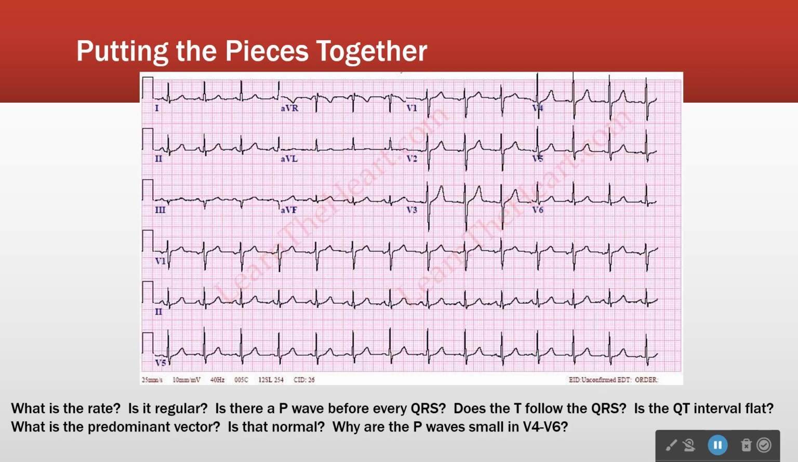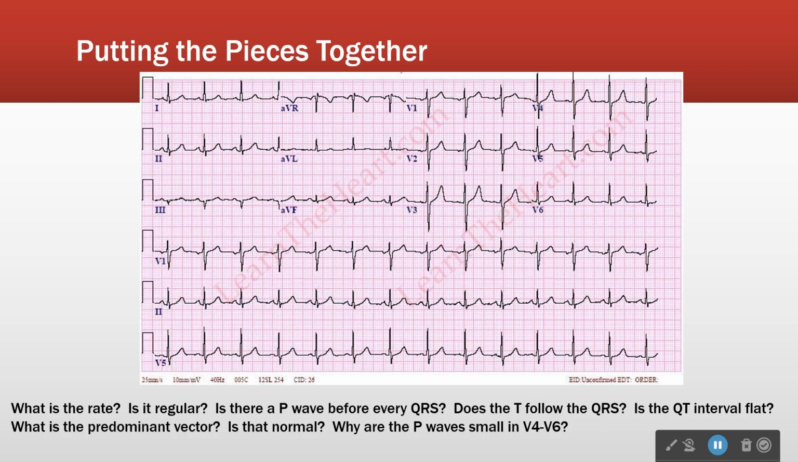Okay, so first off, what's the rate? There's, let's see, 1, 2, 3 big boxes and 1, 2, 3, maybe 3 little boxes. So that's 15, 18. What's 1500 divided by 18? 90-ish, 80-ish. 83. So is that a happy rate? Happy with that rate? Okay, so rate is within normal limits. Is it regular? Are all the complexes about the same distance apart? They are.